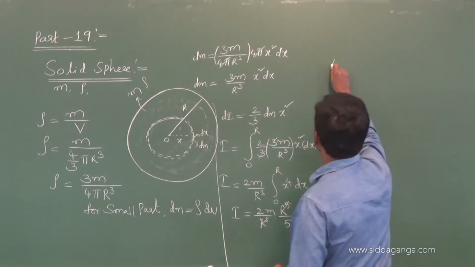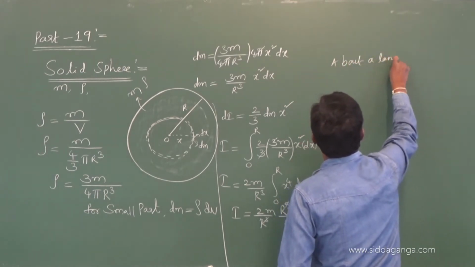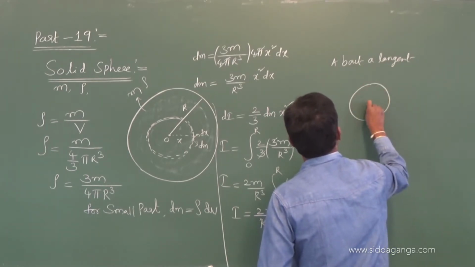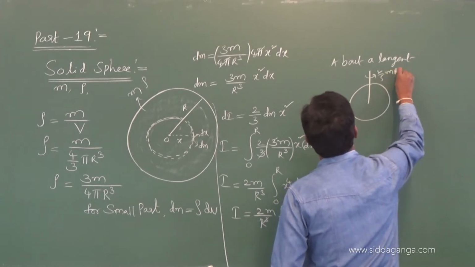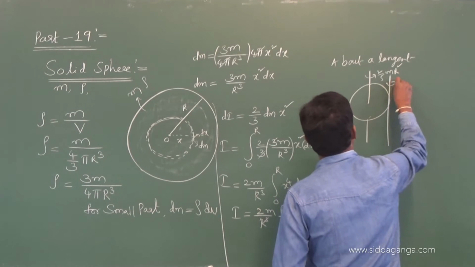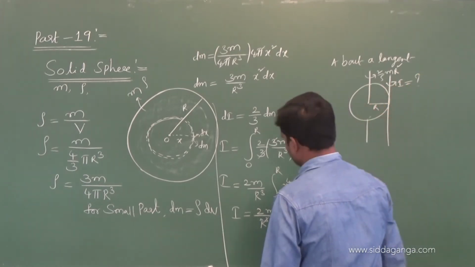And we can find the moment of inertia about a tangent. About this one we know 2 by 5 m r square. About the tangent, we need to find it. So tell me what theorem we have to use to get this.